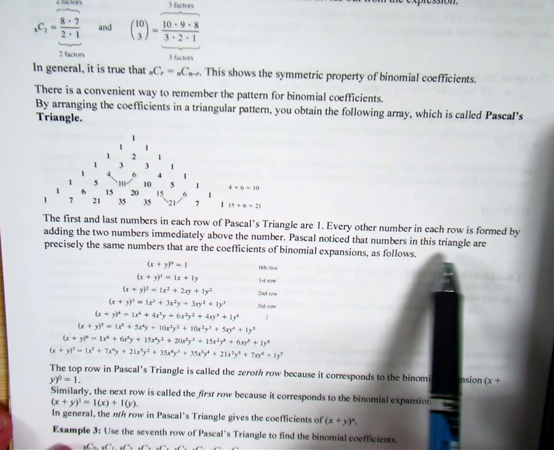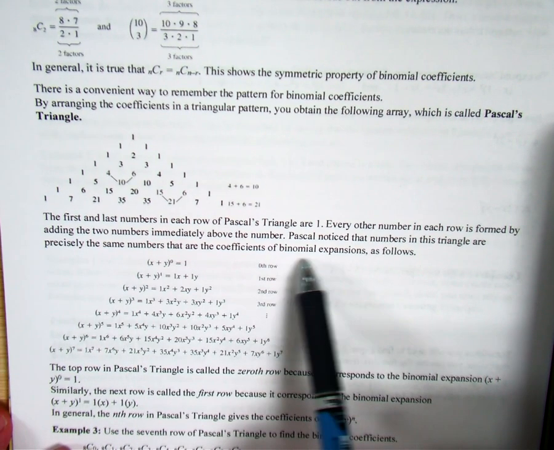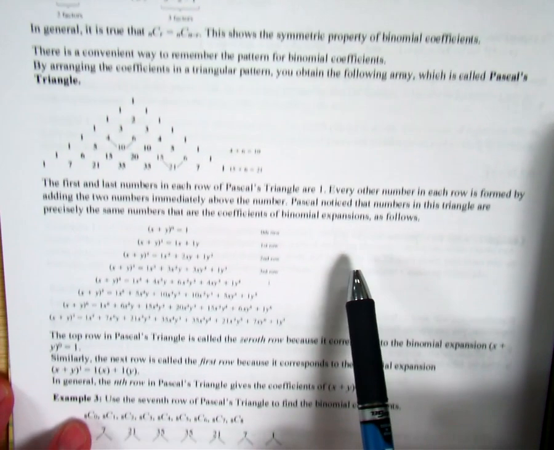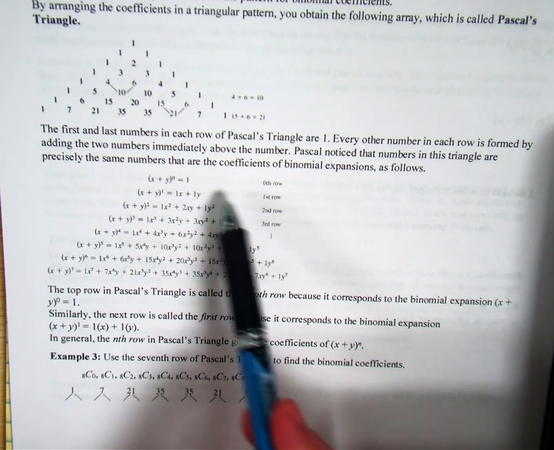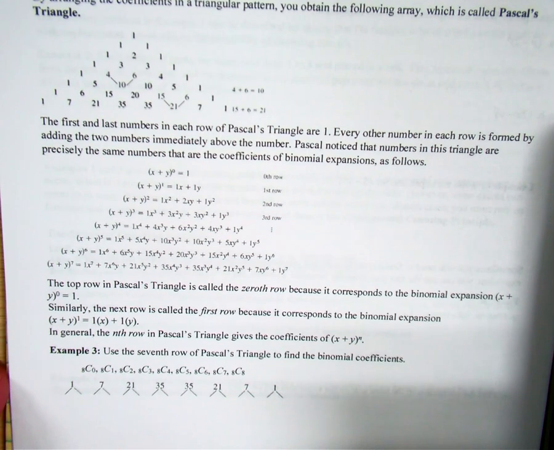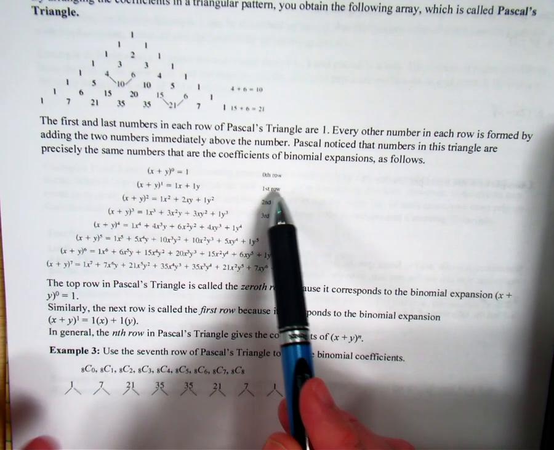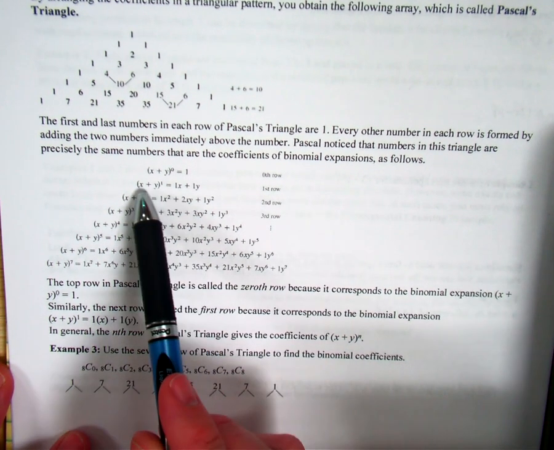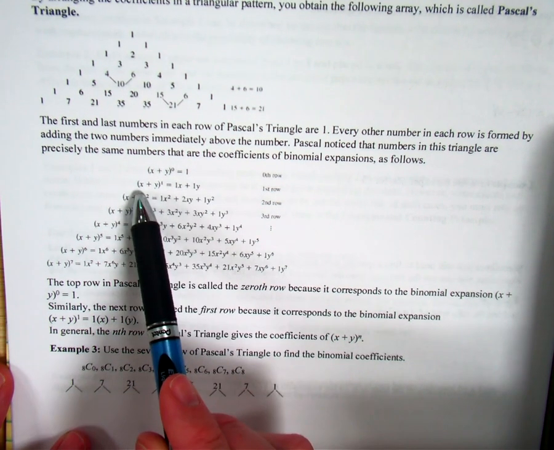Pascal noticed the numbers in this triangle are the same numbers as the coefficients of a binomial expansion. So if you have something to the 0 power, or the 0th row, okay, it's 1. Okay, we really don't think about that when we don't necessarily need it. The first row, anything to the first power, we're going to have that term 1 and another 1 coefficient on those. We'll have 1x and 1y.